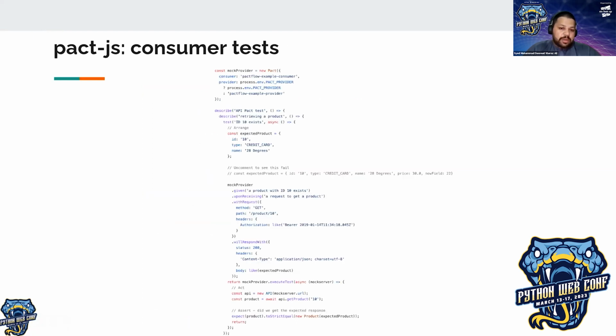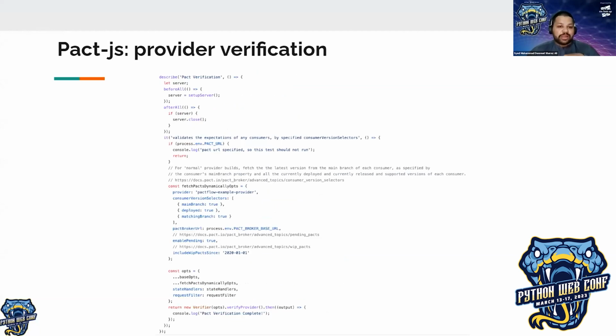The same flow will be done with Pact.js as well. If you are writing tests with Jest and Enzyme, you can see the syntax is quite similar. We'll have a mocked service where we're defining our state, what sort of requests we are getting, what the URL and the headers are, and how we should respond to that request. It should be 200, and what should the body be? And then we essentially assert against that response. That part is the consumer test, and when it runs, we'll get a contract.